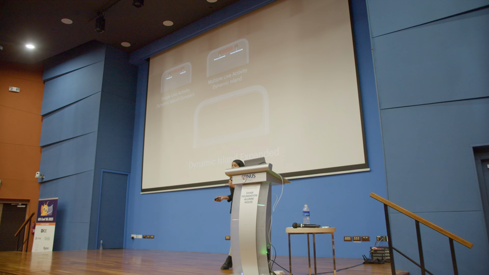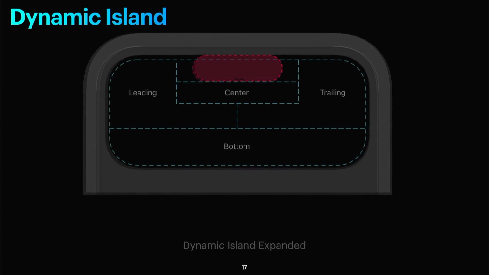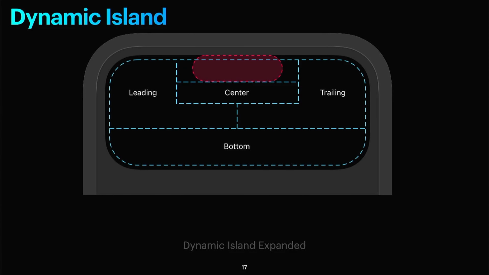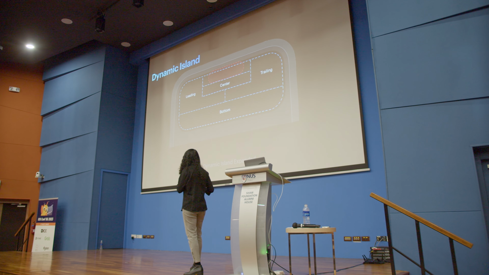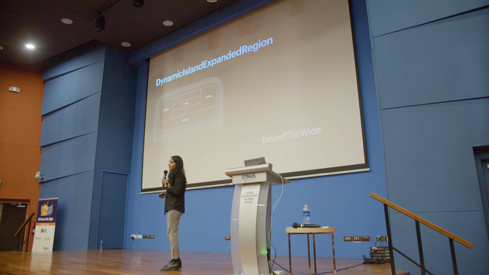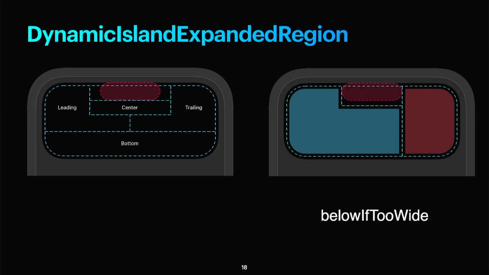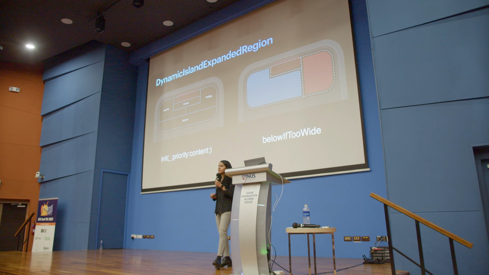So the available space in dynamic island is divided into 4 main regions: leading, trailing, center, and bottom. It is not necessary to provide views for all of these regions, so it can be based on your use case. Taking a scenario where the content that we want to display is too wide to appear in the leading region, we can use the below if too wide modifier to display the content below the TrueDepth camera. We can also assign priority to these regions. The region with the highest priority would take up the entire available width in dynamic island.